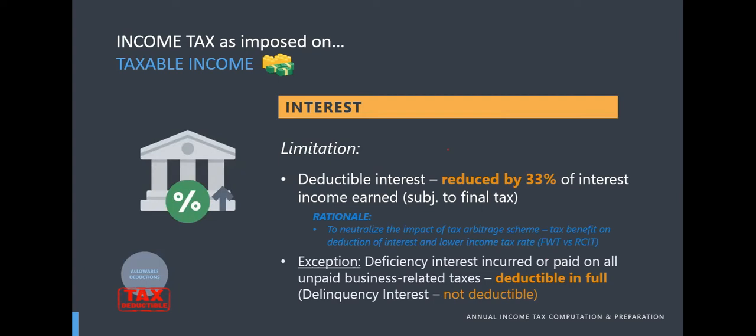Okay. So that's it. So deficiency interest is deductible in full, while delinquency interest is not deductible. Kasi in a sense, deficiency interest is still in a form of an indebtedness, while the delinquency interest is somehow a penalty na by nature for being delinquent.